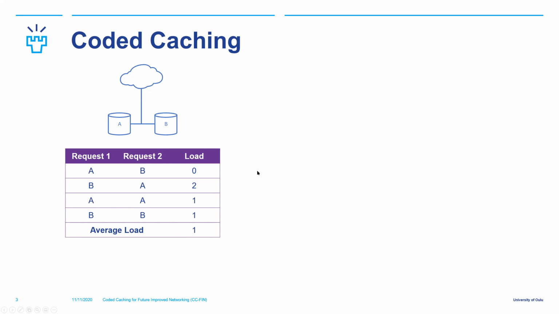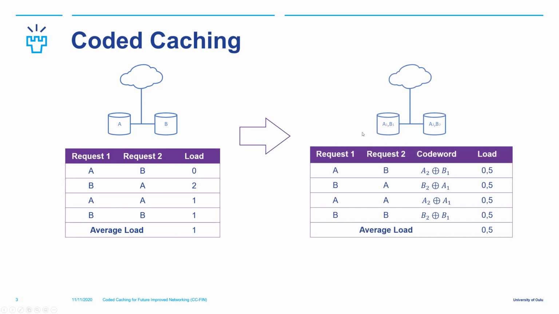But there is also another option in which we split each file into two equal sized parts. So we split file A into two equal sized parts A1 and A2 and file B into B1 and B2, and then put A1 and B1 in the cache memory of user 1 and A2 and B2 in the cache memory of user 2. Then if user 1 requests file A and user 2 requests file B, we can simply send A2 XOR B1. And user 1 can remove B1 using its cache contents and decode file A successfully. And similarly, user 2 can remove A2 and decode file B.